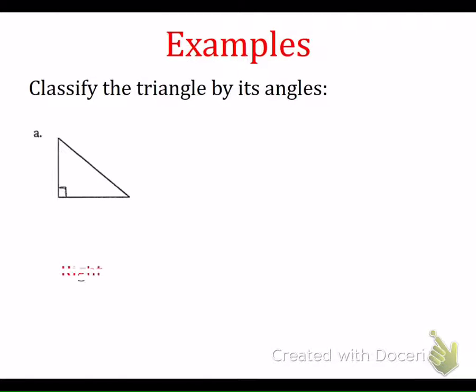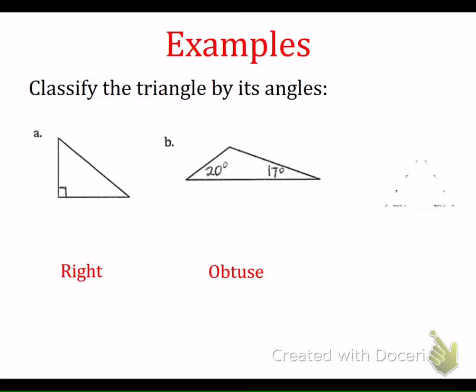That one is right. Good. Once you see one right angle, it is a right triangle. Yeah, this is an obtuse triangle. Now, if two of them are 60, spoiler alert, the other one's also going to be 60. So this would be a what? Equiangular. Good.